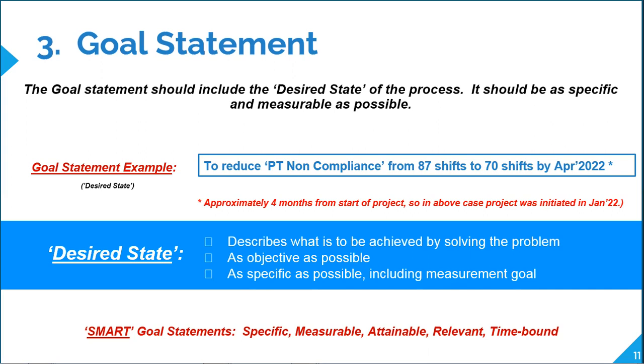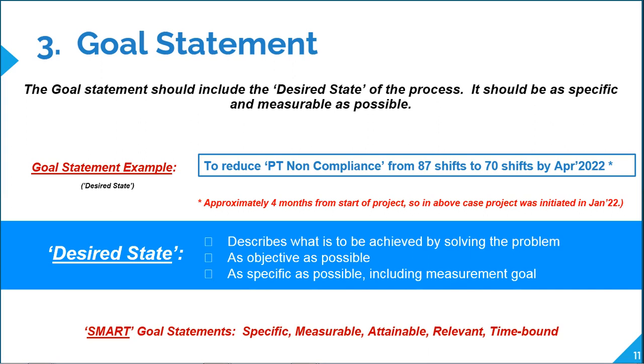Now, the desired state describes what is to be achieved by solving the problem. It should be as objective as possible. Objective means what are we really going to achieve? It should be clear. Our goal statement should provide a clear message about what we are expecting out of this particular Six Sigma project. And finally, it should be as specific as possible, and it should include the measurement goal.